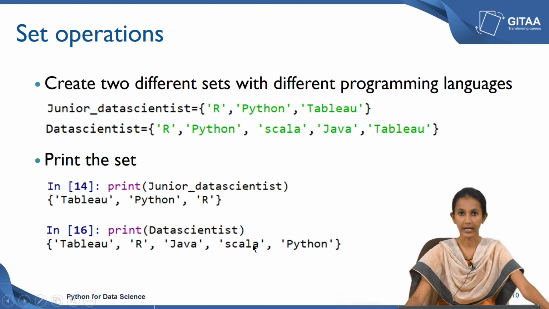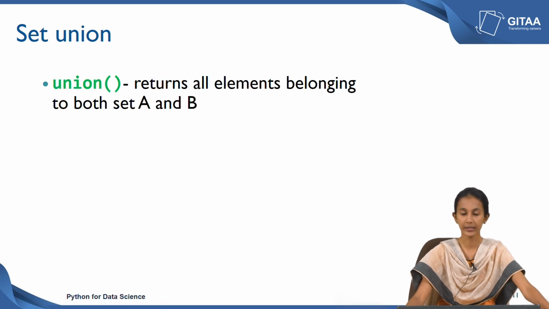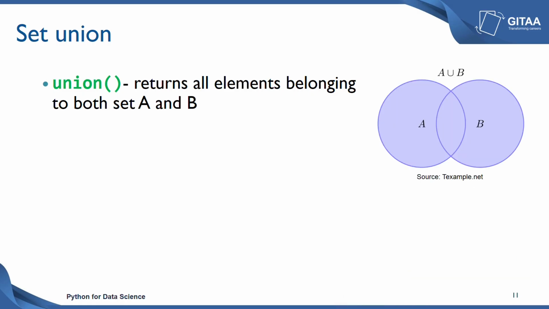Let us get started with the first operation, union. Union is a built-in function available in Python. It combines all the elements belonging to both set A and set B. This is our first set, A, junior_data_scientist, and we will consider data_scientist as set B. The union function combines the elements in set A and set B and returns them as output.